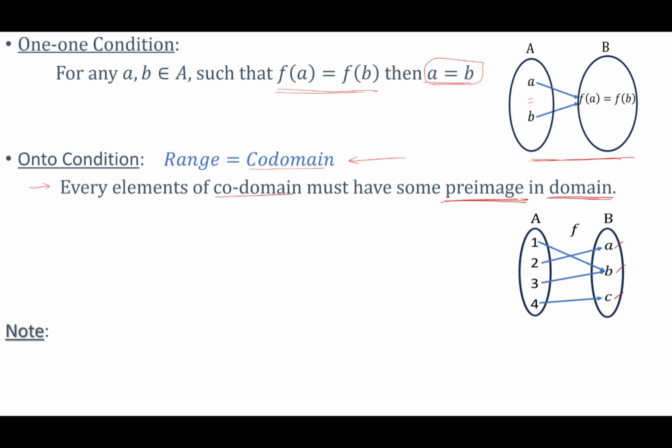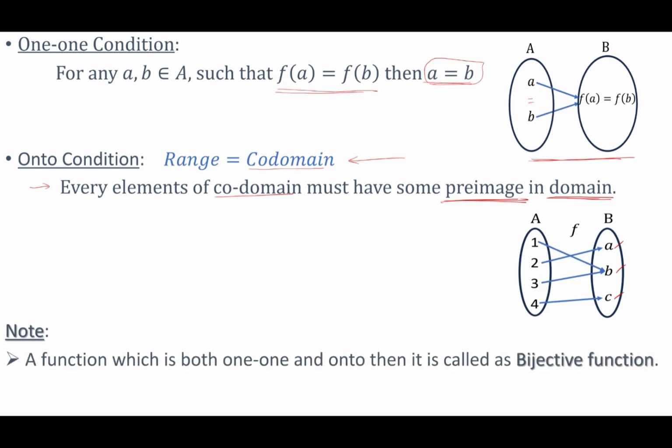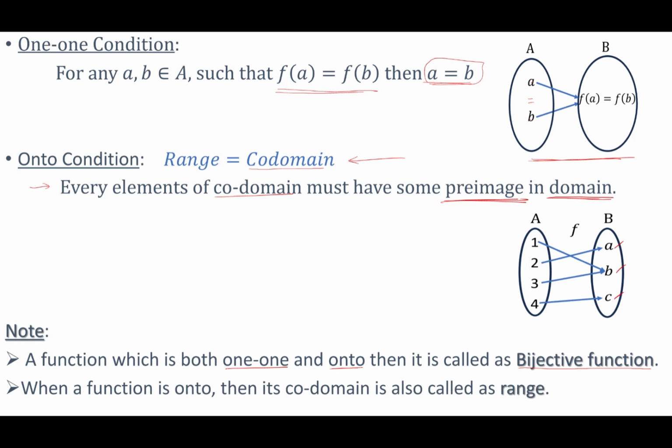Note, keep these things in mind. A function which is both 1-1 and onto is also called a bijective function. Another one, when a function is onto, then its codomain is also called the range. Range is nothing but a subset of or equal to the codomain. That's it.